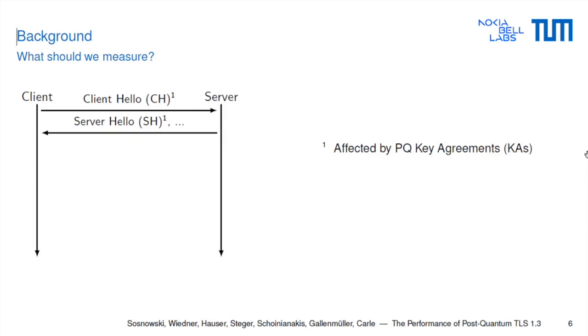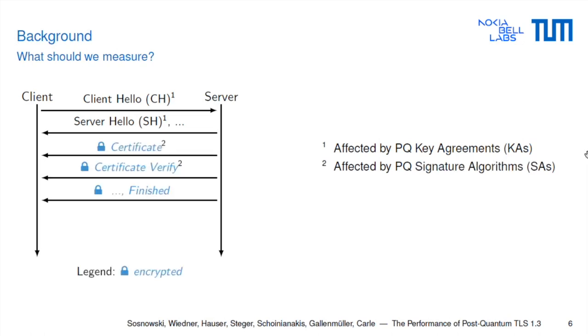Okay, so have a look at the handshake. It starts with the client sending a client hello to the server. The server reads it and responds with the server hello. These two messages are already enough to perform the key agreement, that is, to encrypt the rest of the communication. If you're using a post-quantum key agreement, of course these two messages are already affected. Then the server continues with additional messages. Important ones are the certificate and a certificate verify message, because they authenticate the server to the client, if you're using digital signatures. If you're using post-quantum signature algorithms, of course these messages are affected as well.